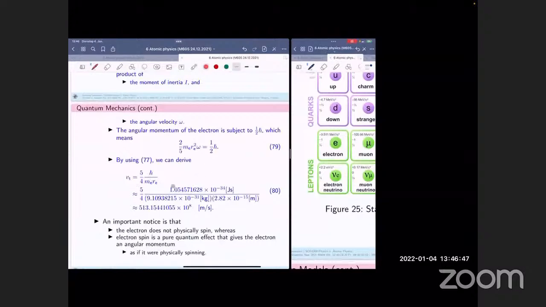You substitute everything: h-bar is the Planck constant divided by 2π, the angular version. The mass of the electron is 9.1 × 10⁻³¹, and the radius of the electron is 2.82 × 10⁻¹⁵. Even less than the atomic size. Atomic size is on the order of 10⁻¹⁰, which is 1 angstrom, but this one is much less than 1 angstrom, 10⁻¹⁵.